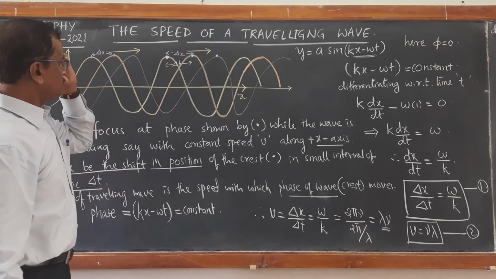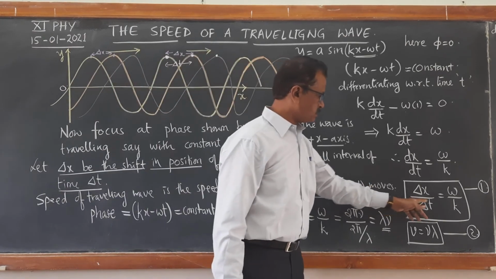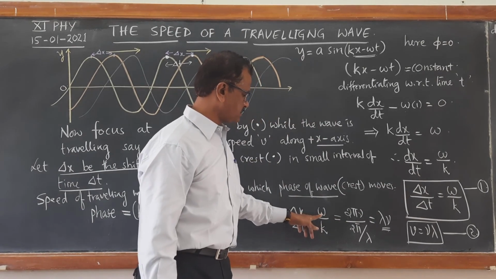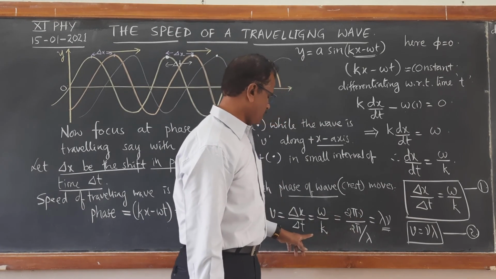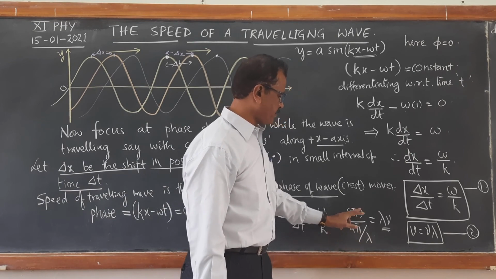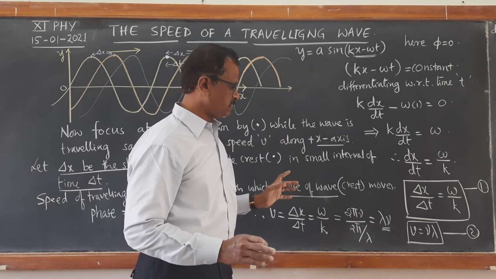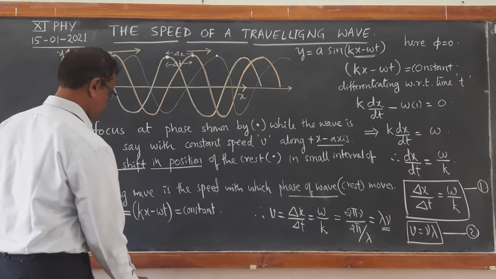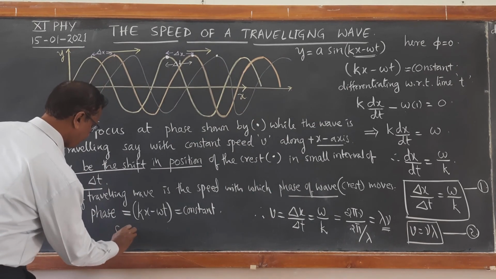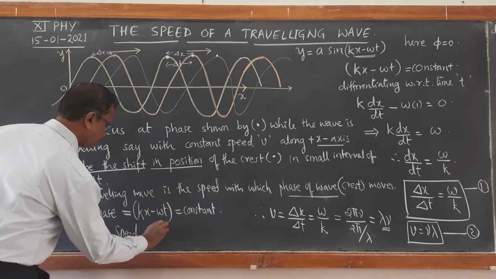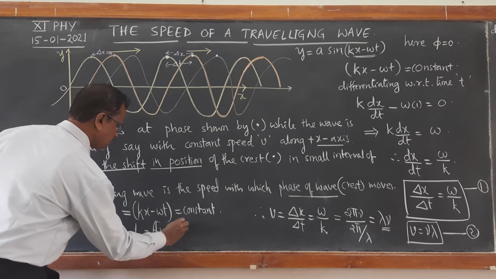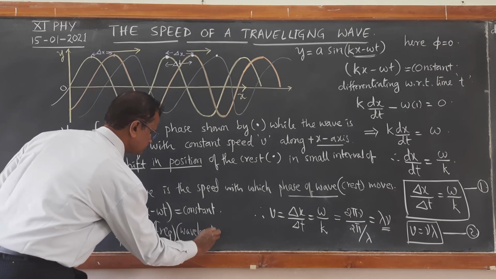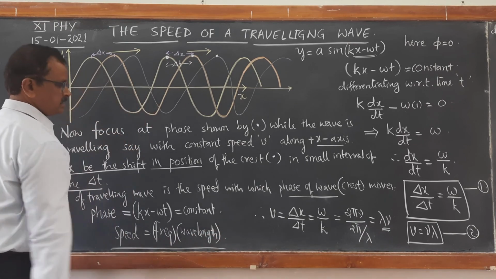So delta x by delta t gives us speed. Speed is equal to angular frequency by angular wave number. We know from the previous discussion, angular frequency is equal to 2 pi nu and angular wave number is equal to 2 pi by lambda. If you cancel 2 pi, we get a very important relation for the speed of a wave, which is equal to the product of frequency and wavelength. Thus, the speed of a wave is equal to the product of frequency and wavelength. This gives us the speed of the wave.